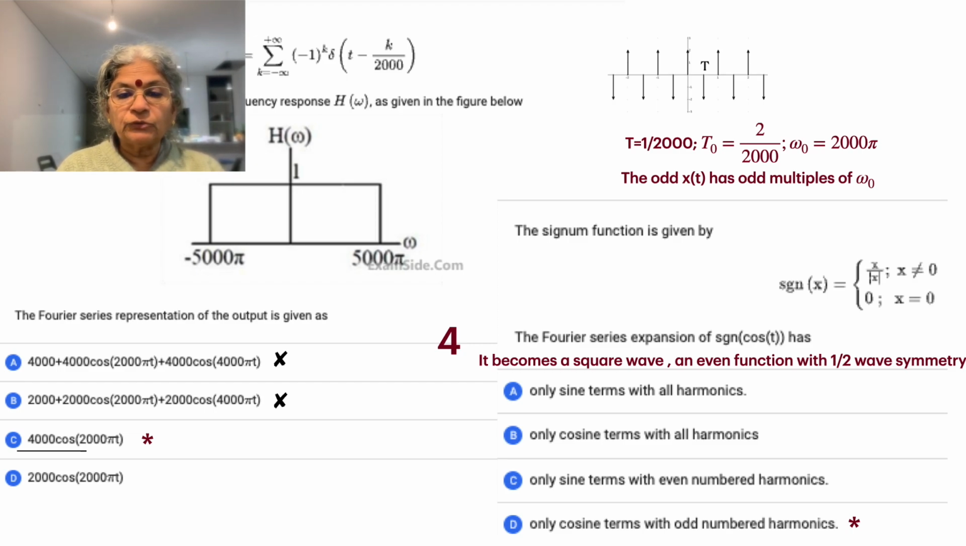Only cosine terms, no. With all harmonics, no. Only sine term, only cosine term, that's right, but not with all harmonics. Even terms will be absent. Only sine terms with even numbered harmonics, no. Only cosine terms with odd numbered harmonics, that's right. Now let's move to the fifth problem.